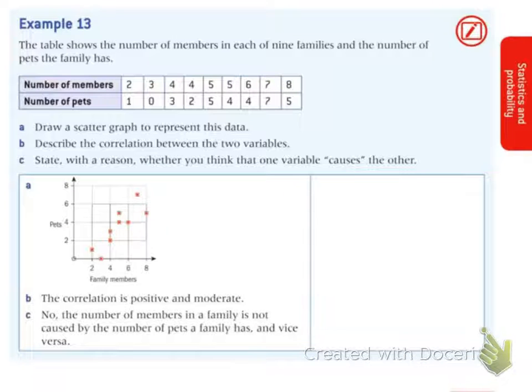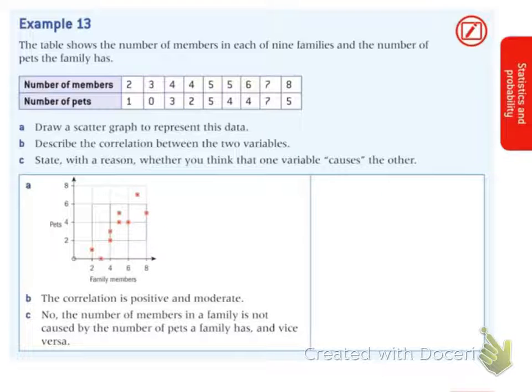Obviously, with the number of hours of sleep and how well you do on a test, there would definitely be a correlation: the more sleep you get, the better score you would get, which would be dependent on the sleep. So that might be a little more situational. Describe the pattern here. I still think that's a positive correlation, as you can see. I think this one might be a little bit more moderate, and it does say moderate. And then state with reason whether you think one variable causes the other.